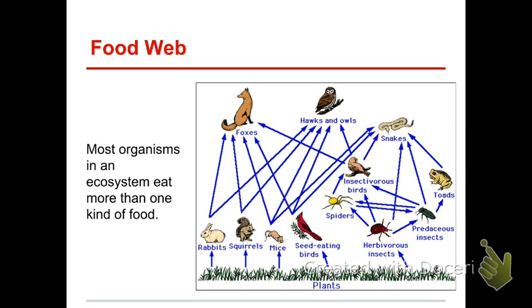Most organisms eat more than one kind of food. They get their energy from more than one source, unless you're like a koala bear that only eats eucalyptus leaves. All right? Most organisms have a bigger variety of food they eat. So you could be a different level depending on what path you take. Let's take a look at this example. We'll start here with plants. And we'll go to the seed-eating bird.